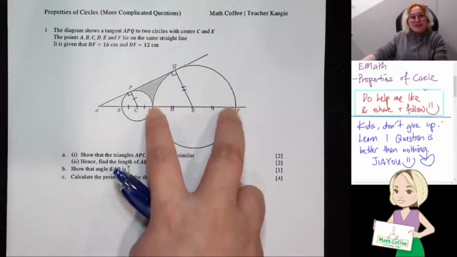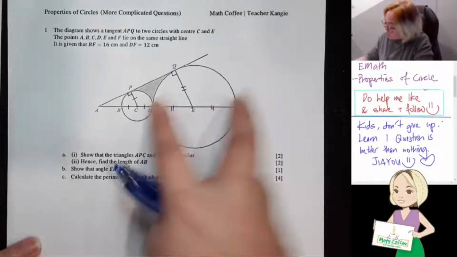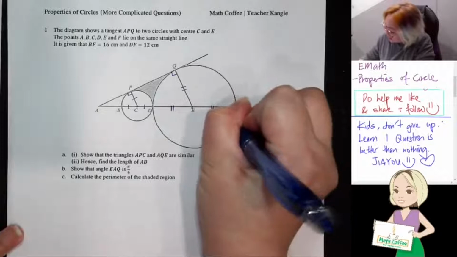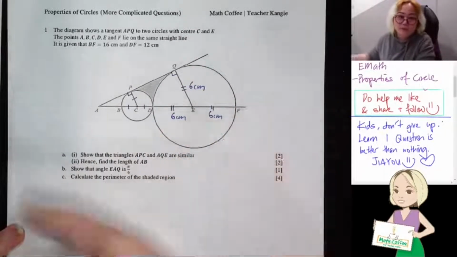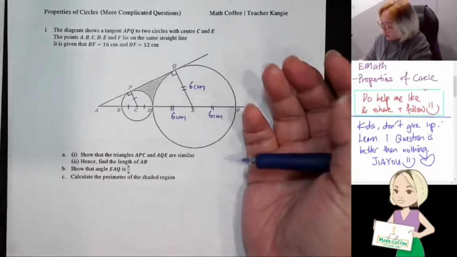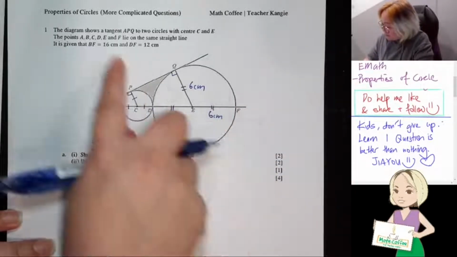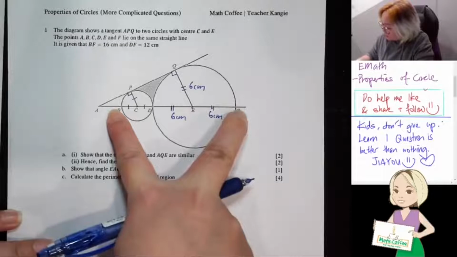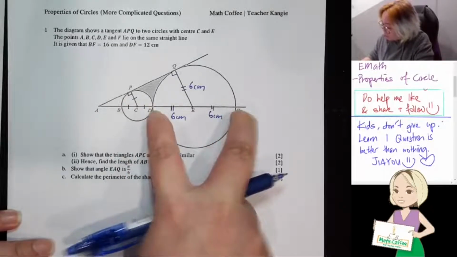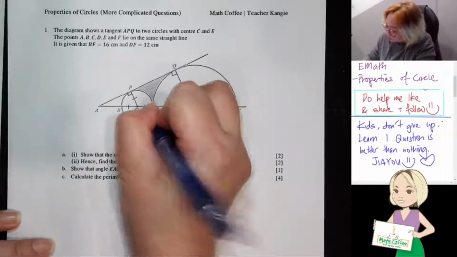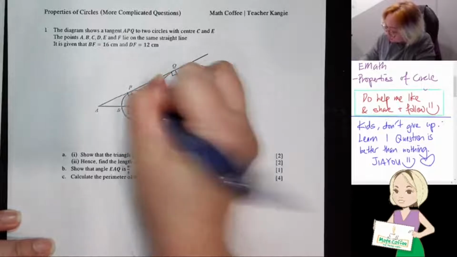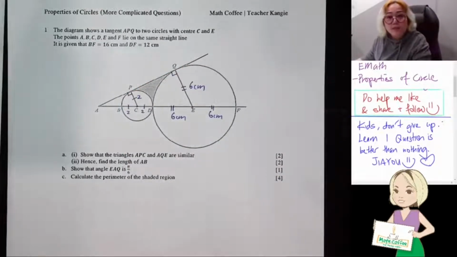Okay, so over here, we know that this is 12 cm. So I'm going to put here 6 cm, 6 cm and 6 cm. I like to label my diagram first before I start analyzing. BF is from here to here, which is 16. So 16 minus 12, we will know that the diameter of the smaller circle is 4. 4 divided by 2, so this is 2 cm, as well as 2 cm and 2 cm. Okay, put all this information into the diagram.